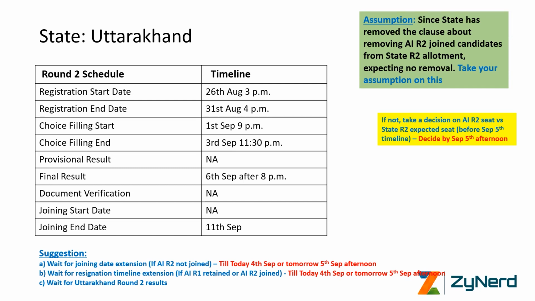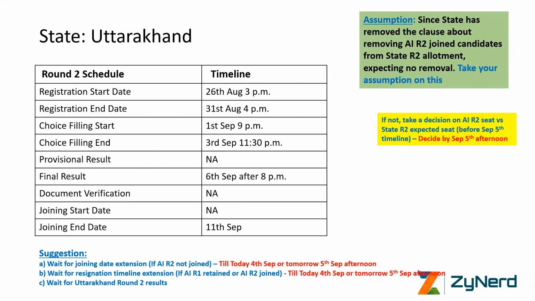Possibly. If it happens, then you can take a call and wait till the resignation deadline after joining so that this final result will come up. And after the final results, you can go and resign your seat and come back and join. You'll have ample time for joining here because the joining end date is 11th. So this is as far as Uttarakhand is concerned.